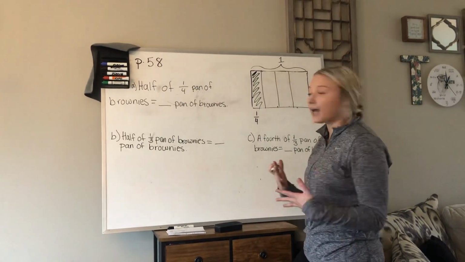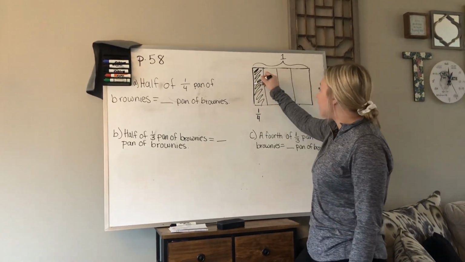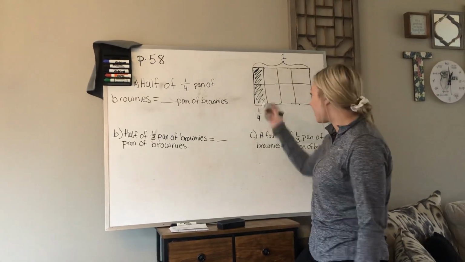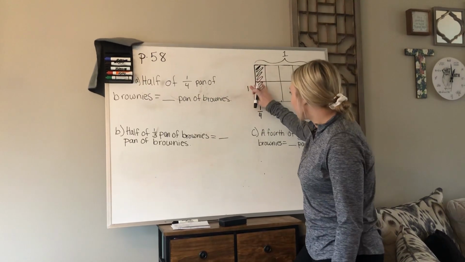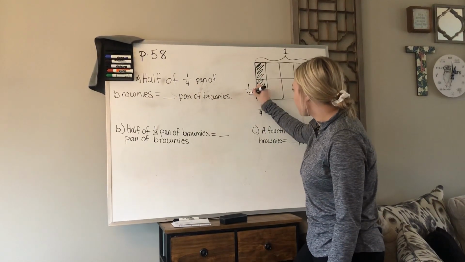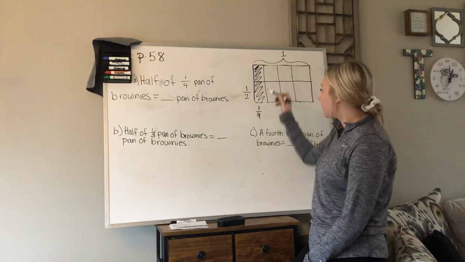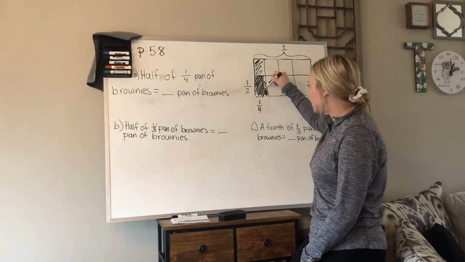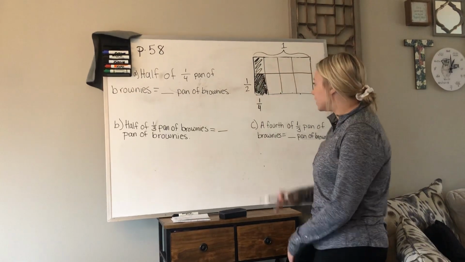So now they're saying half of that 1/4. So now I'm just going to split my pan, all the brownies, in half. So now I have 1/2 here. And then they show in the picture that they double shaded it so you can make it a different color. I'm just going to shade it even better so you can see this.